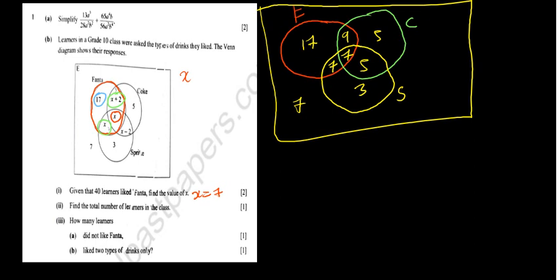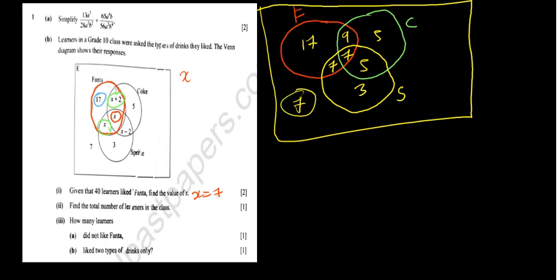So the total number of learners in the class, of course, we know that adding this one, we're going to get a 40 because you say 17 plus 9 plus 14. That's a 40. We know that. Then plus 5 for Coke, plus another 5, plus another 3 there, plus another 7 outside. We get a total of 60 learners. So you're simply saying 17 plus 7 plus 7, plus 9, plus 5, plus 5, plus 3, plus 7. We get 60 learners.